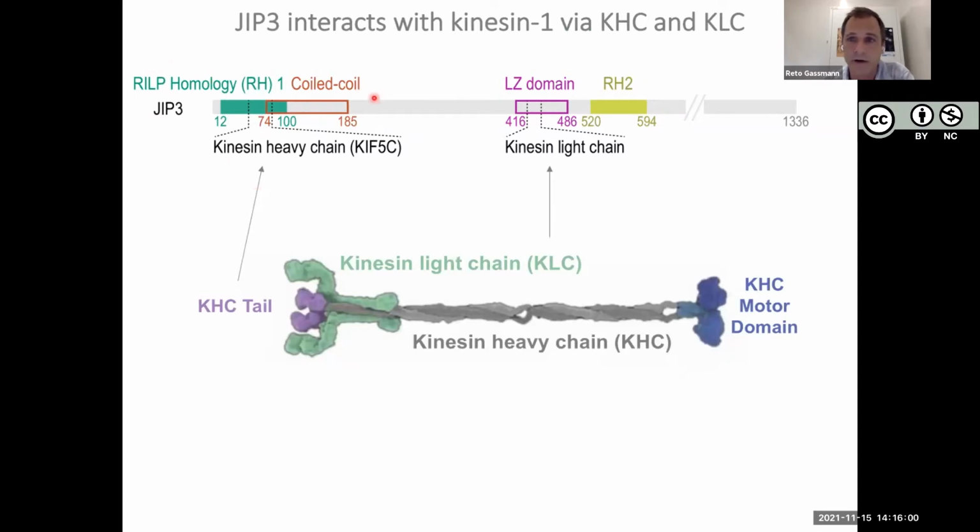Here's a schematic of the domain architecture of JIP3, and we know already quite a bit about how kinesin binds to JIP3. There's two binding sites. One is at the N-terminus of JIP3 and involves this RILP homology RH1 domain. And this is the binding site for kinesin heavy chain, and more specifically for the kinesin heavy chain tail domain. And there's a second binding site for kinesin light chain, and this binding site is in this leucine zipper domain.